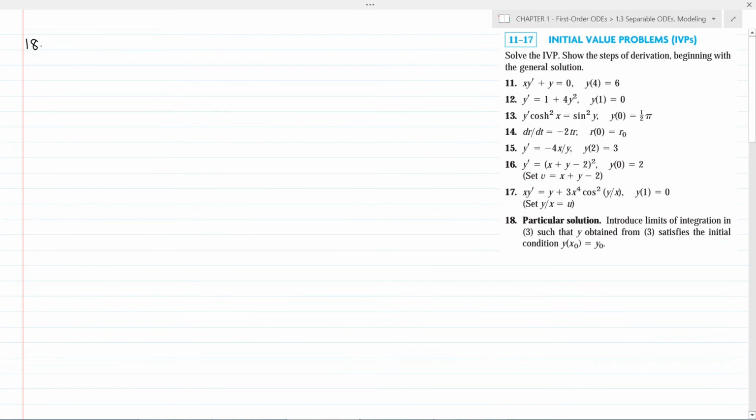Problem 18. The question is asking us to introduce limits of integration in equation 3 of the book such that y obtained from equation 3 satisfies the initial condition y of x0 is equal to y0. This is the equation 3 from the book. The question is asking us to introduce limits of integration which satisfies y of x0 is equal to y0.